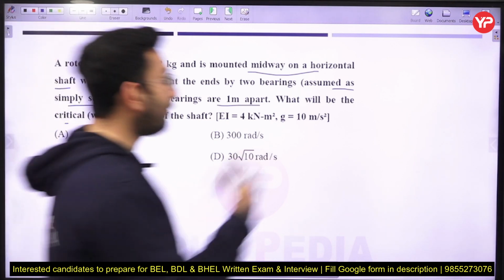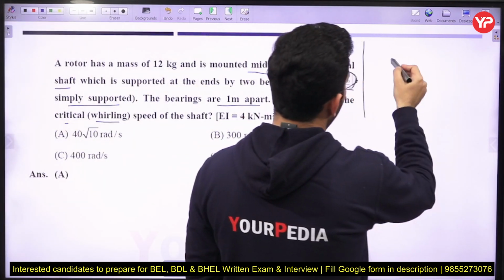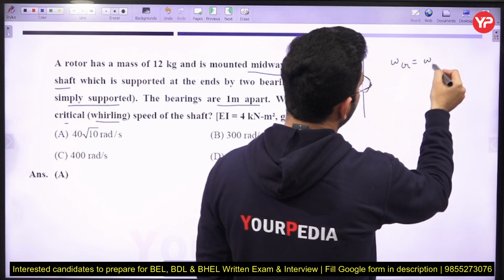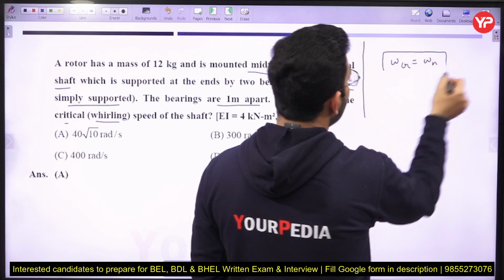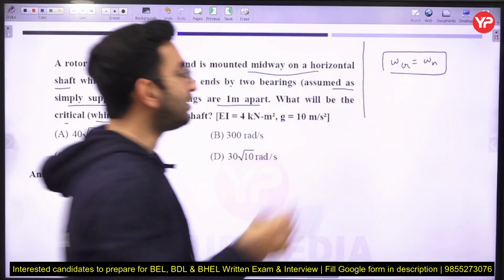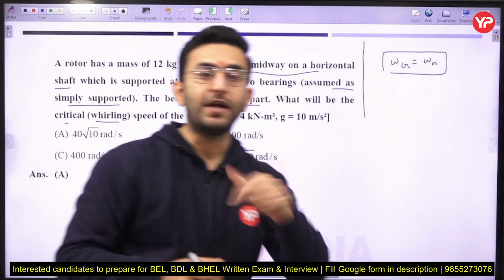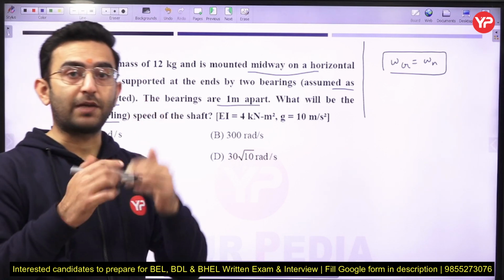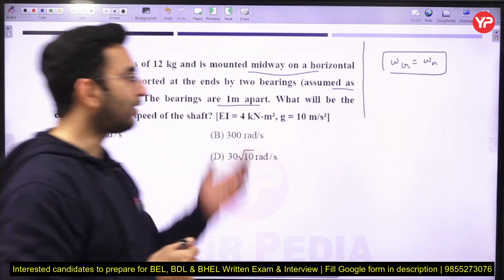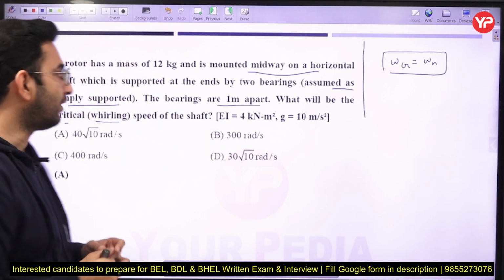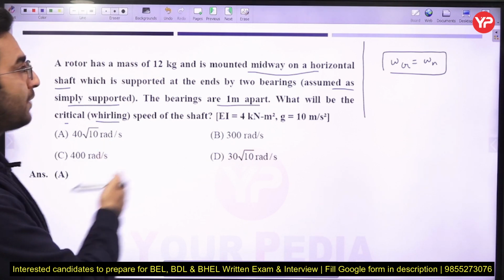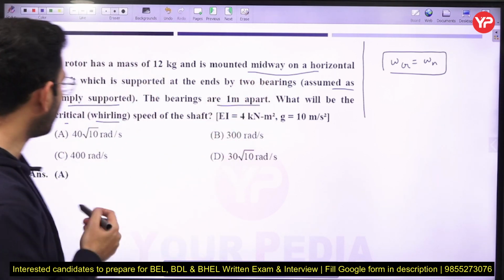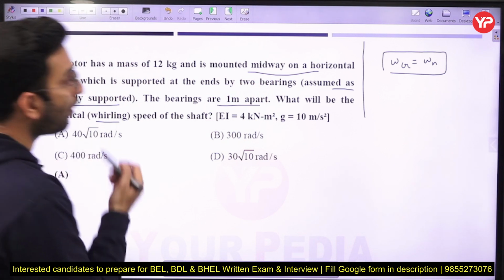When we do the calculations, we find that the critical speed of the shaft is equal to the natural frequency. So when the shaft angular velocity becomes equal to the natural frequency of the shaft, an infinite amount of vibration will take place in the transverse direction, and the shaft may fracture. So here you have to find the critical speed, that means you have to find the value of the natural frequency of the shaft. Now let us see how we calculate this.